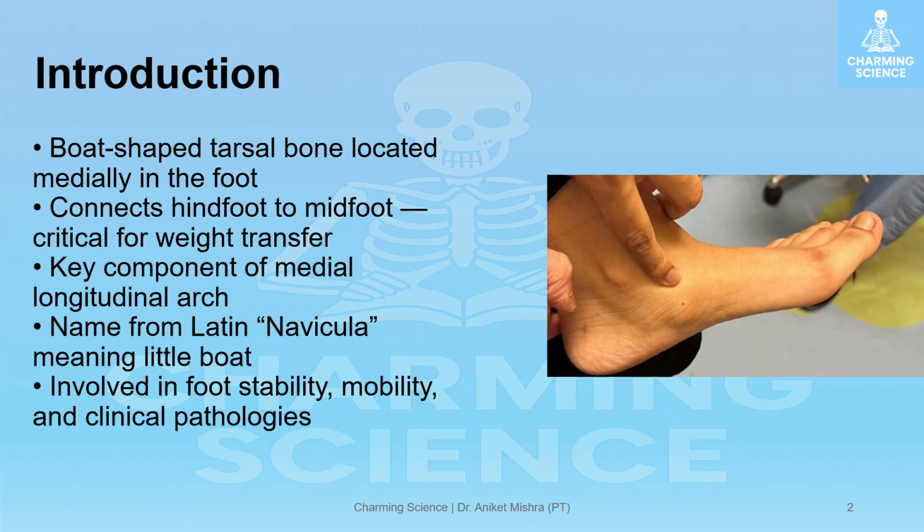The navicular bone is a small but vital component of the human body. It's located on the medial aspect of the tarsus. It is shaped like a small boat, hence its name, which comes from the Latin word navicula, meaning little boat. The navicular lies between the talus posteriorly and three cuneiform bones anteriorly, forming an important bridge between the hindfoot and the midfoot.